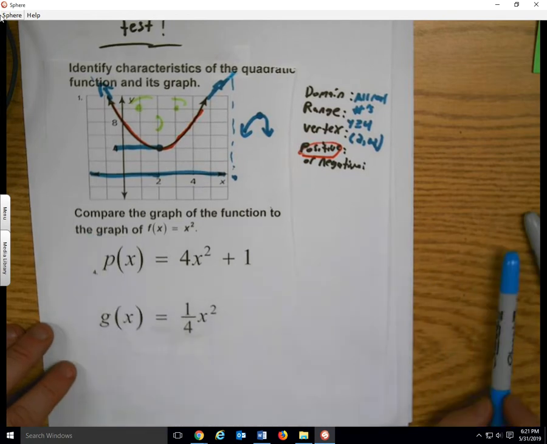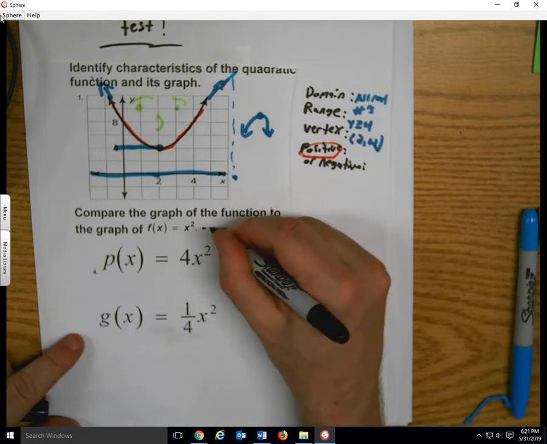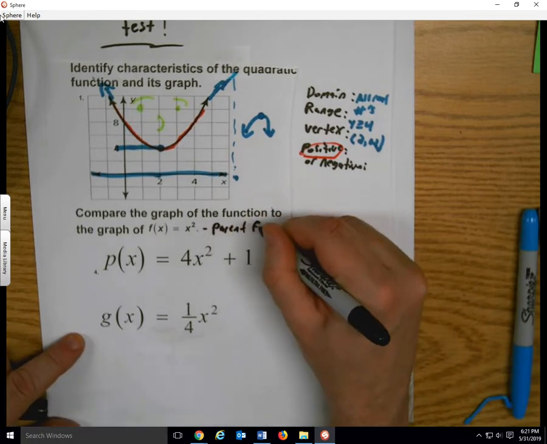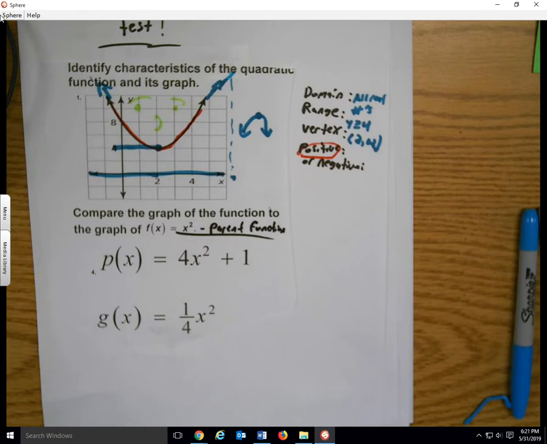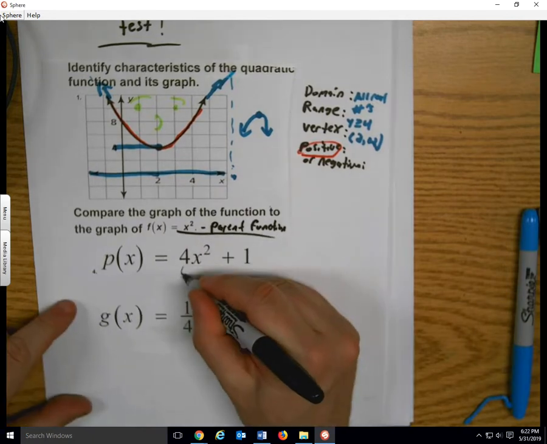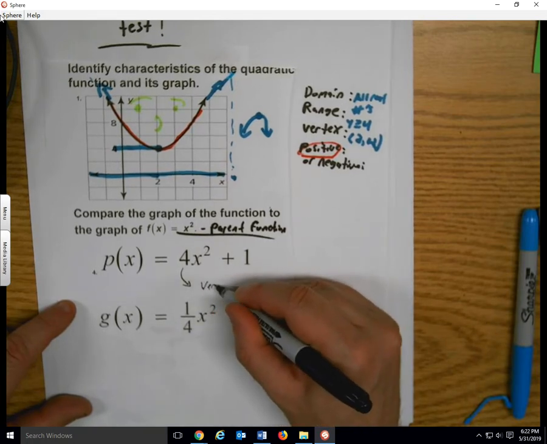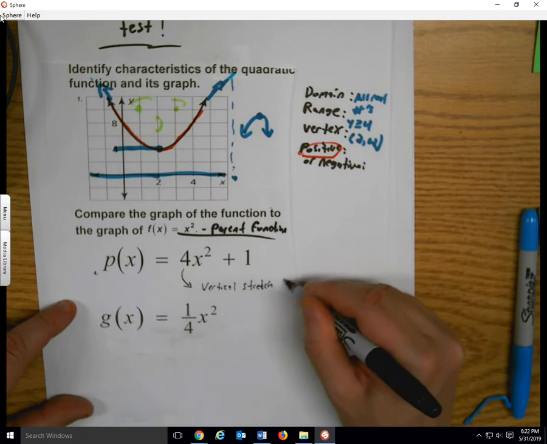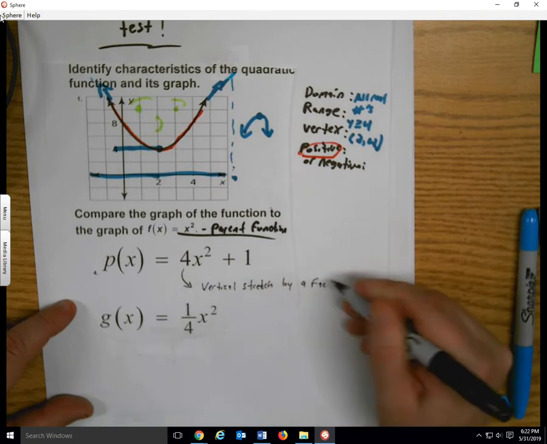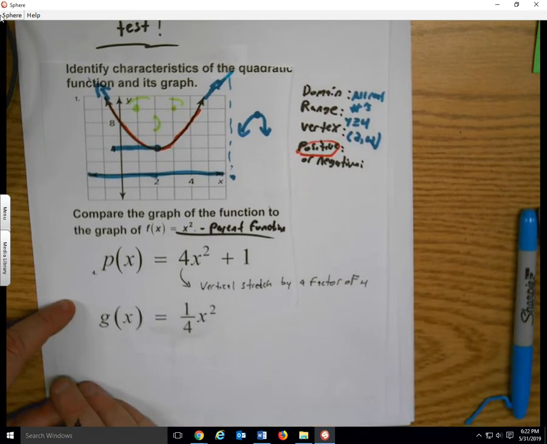Okay, compare the graph of the function to the graph f of x equals x squared. You may remember f of x equals x squared is also referred to as the parent function because everything else is compared to it. So when we compare it, the first thing you want to look at is the a, or this number in front. If it's greater than 1, it's a vertical stretch by a factor of 4. That's it. It's stretching by a factor of 4.